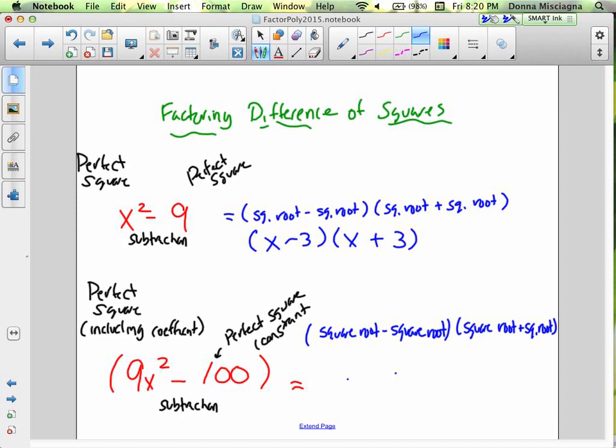There you go. It also works if there's a coefficient, so long as it follows the pattern. Perfect square, including the coefficient, got to be subtraction, and then perfect square. All right? And that one's going to be a constant. All right? Although it doesn't have to be. I could have like a y squared there, and I could factor that as well. In our case, it will be a constant. So square root of 9x squared, that's going to be 3x. Right? Take square root of 9, square root of x squared. And the square root of 100, that's 10. So you're going to have 3x minus 10 and 3x plus 10.